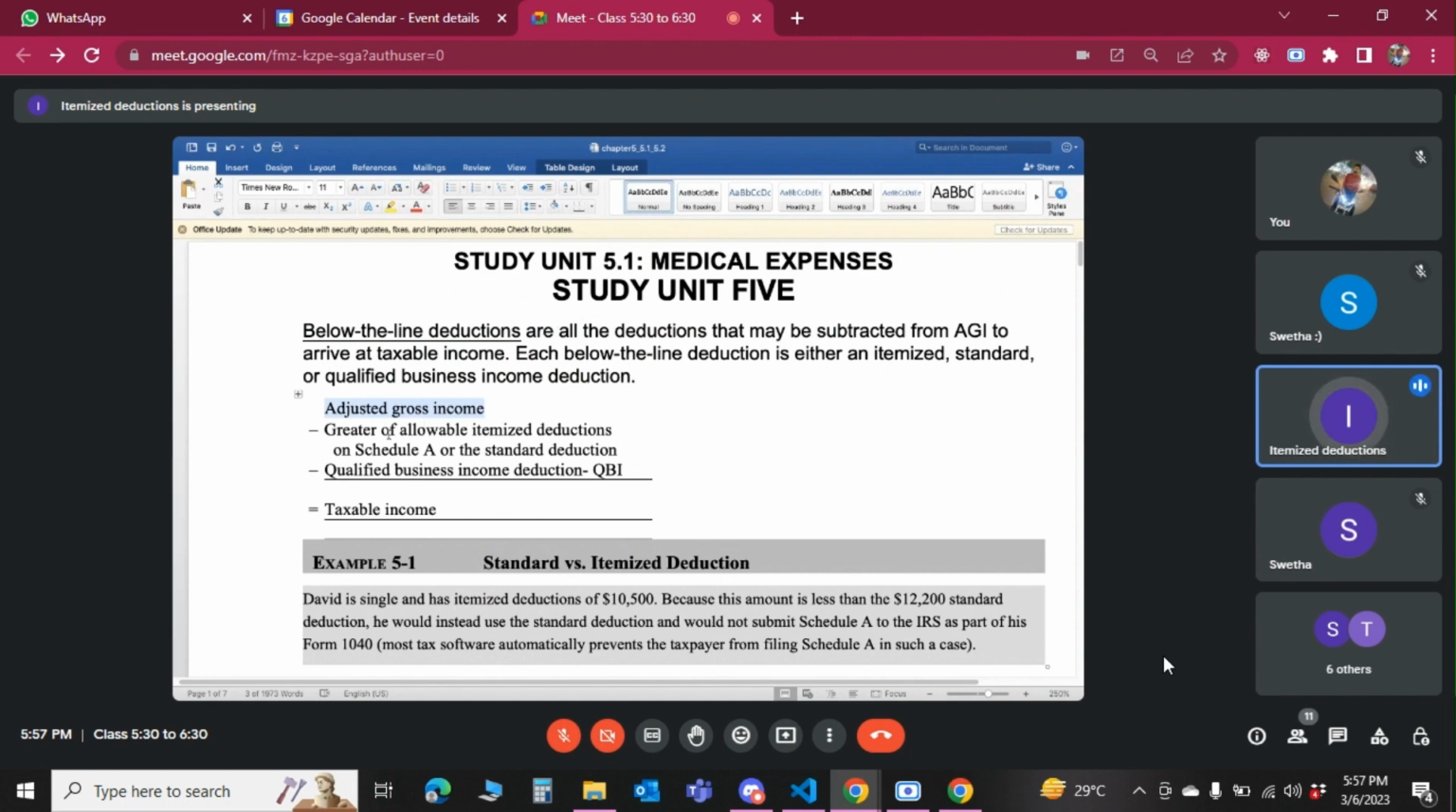So now after that, these are called below the line because they're below AGI. Now we'll see what more we can take as itemized deductions or the standard deduction. Then there is something called QBI, qualified business income deduction, but this is applicable only for pass-through entities.